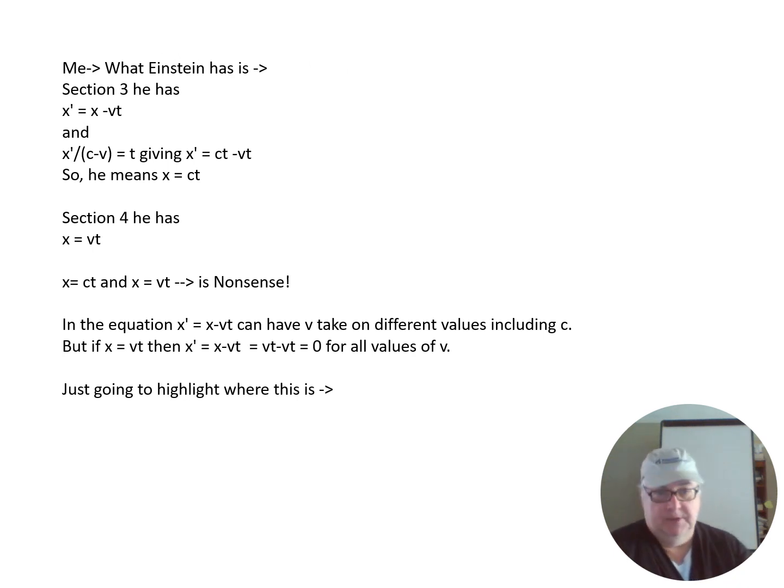So what Einstein has in section 3, he has that which leads to x equals ct. Then in section 4 he has x equals vt. And that doesn't make sense. He's making a mess with his variables. You're having x one moment being ct and x another moment being vt. That just makes a mess of the mathematics. So I'm going to highlight where this is in this paper.